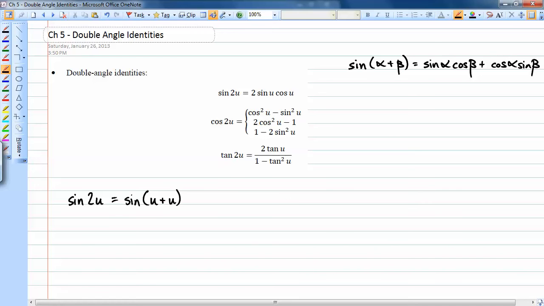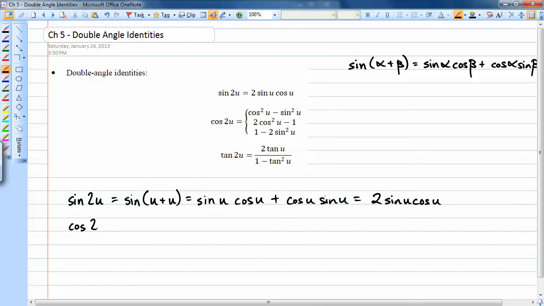So really all I need to do is make alpha and beta both u, and then I've got sine of 2u. So this thing right here is going to turn into sine of u cosine of u plus cosine of u sine of u. And if you think about it, that's really just 2 sine u cosine u. Right, so there we go. There's the proof.